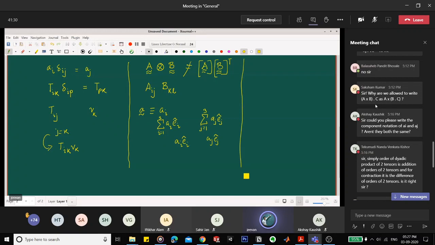Similarly, suppose we have a tensor of third order, Aijk, and we are taking the dyadic product with, let's say, a second order tensor like Bpq. So the resulting entity will be a fifth order tensor like Tijkpq. I cannot give you any physical example of a fifth order tensor, but at least mathematically speaking, this is what it is. It is a fifth order tensor.